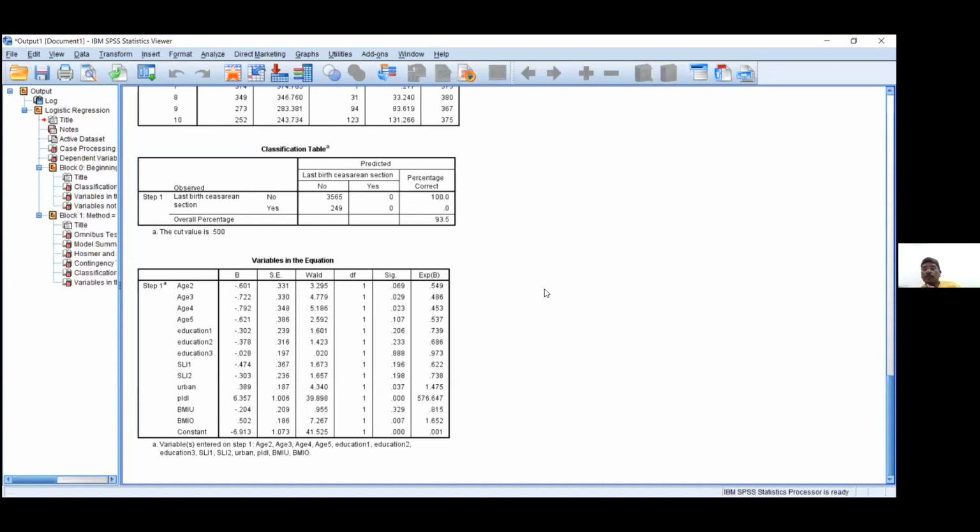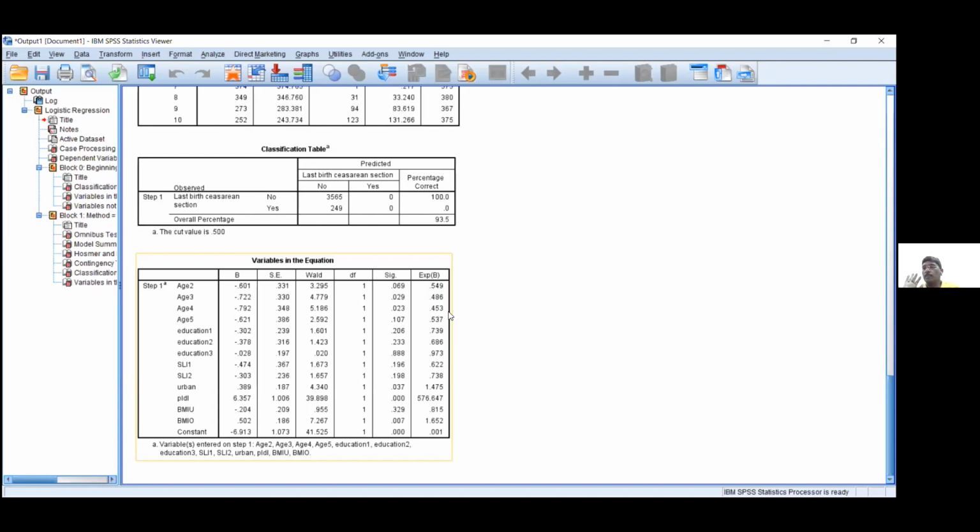What happened for the age 3 group? It is again less. So as age is increasing, the chance of cesarean delivery is also decreasing. This is the interpretation. As age is increasing, the chance of delivery is increasing. But for higher age group, when the woman's age is more than 35 years, again chance is increasing.